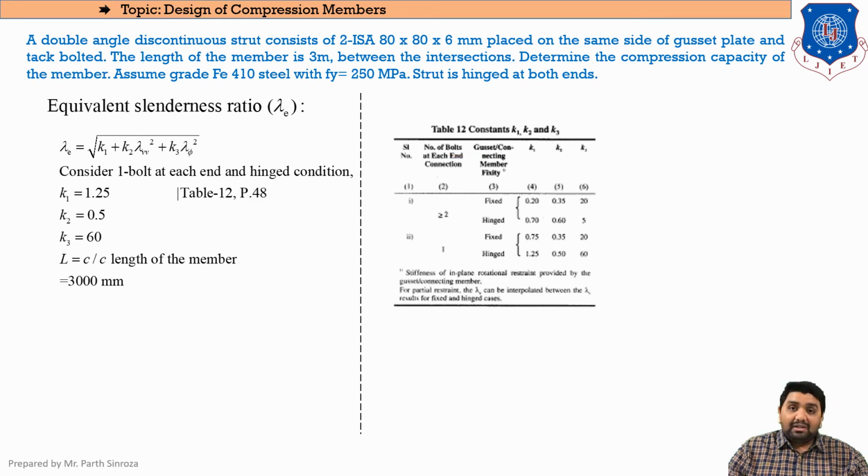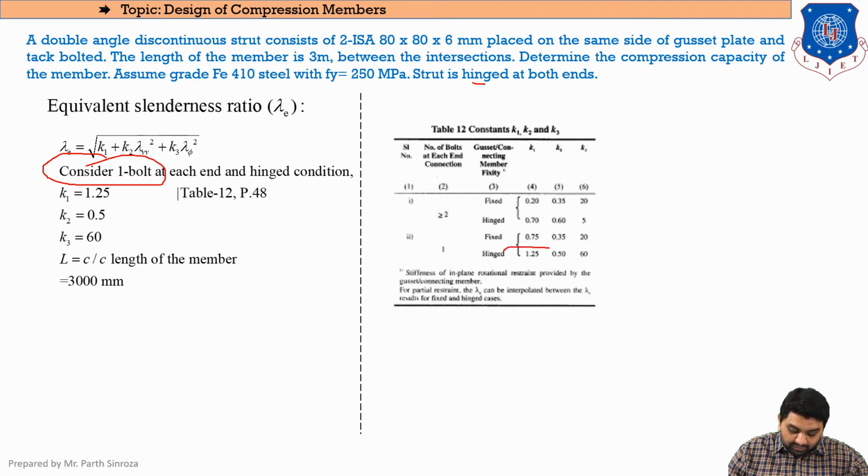As you can see in the question, it is given that the strut is hinged at both ends, but it is not given what number of bolts is being considered, whether we are using one bolt or two or more than two bolts. It is not prescribed in our question. So whenever the number of bolts is not given, we will always assume it to be equal to one bolt. So consider one bolt at each end, and the condition that is hinged is given.